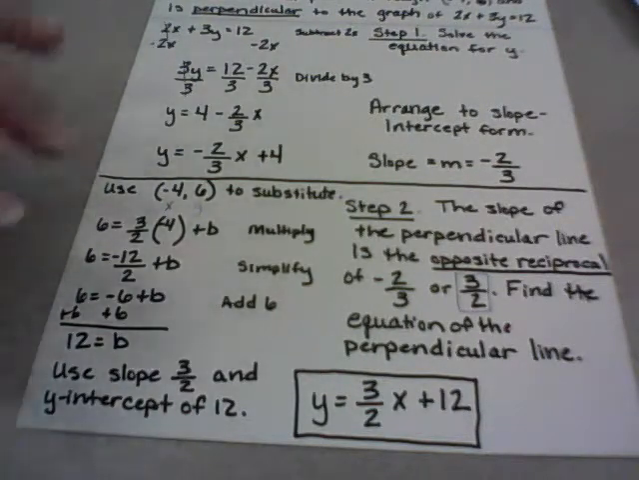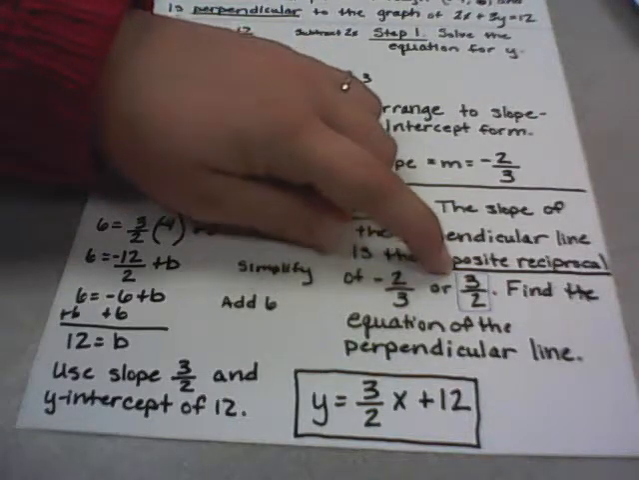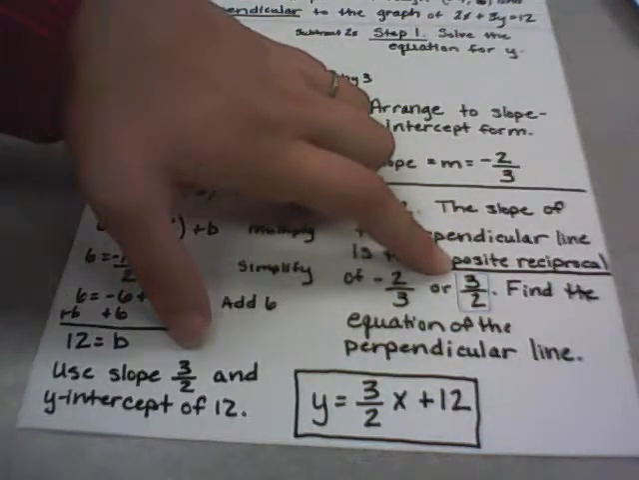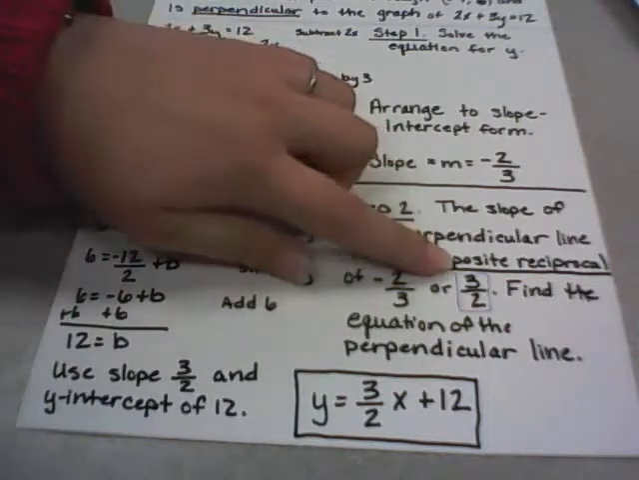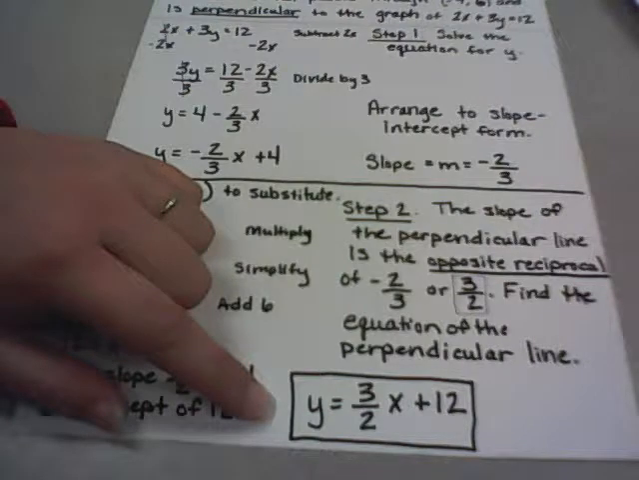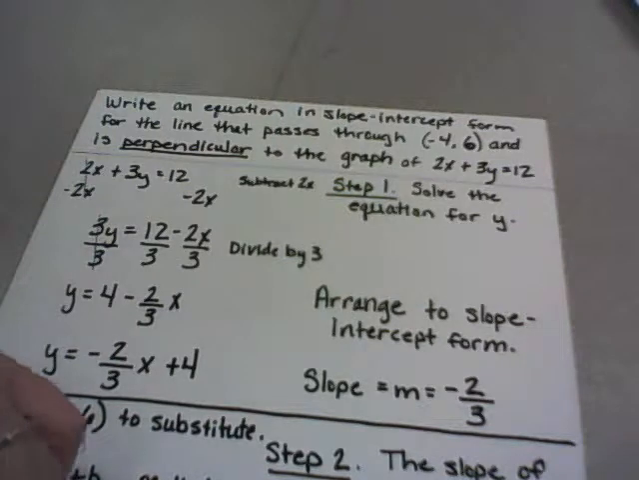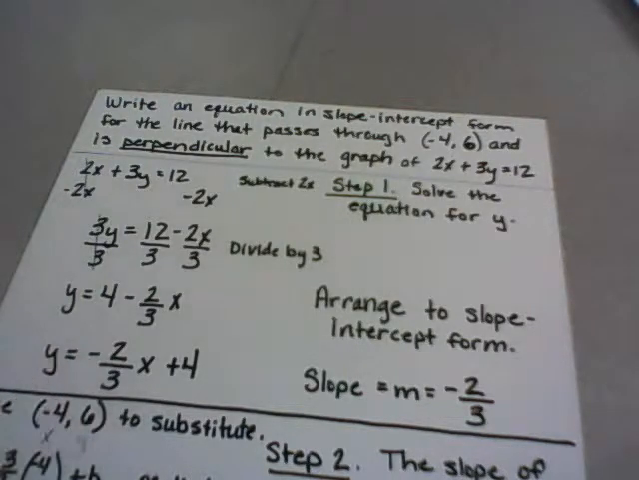So now that we have found the y-intercept of our new equation, and we've already found our slope, we can now write our new equation. Use the slope of 3 over 2 and the y-intercept of 12, and our new equation would be y = 3/2 x + 12. And this equation represents a perpendicular line that passes through the ordered pair (-4, 6), and it is perpendicular to the line of 2x + 3y = 12.